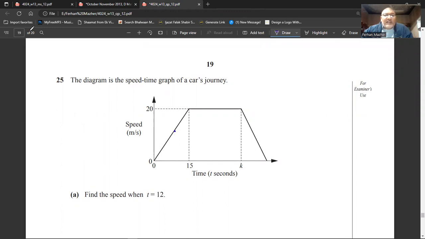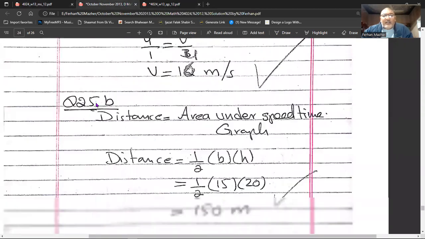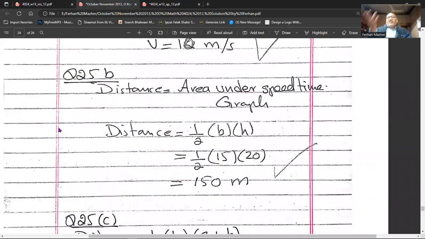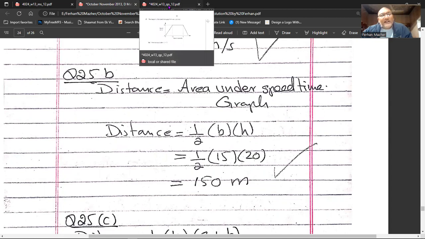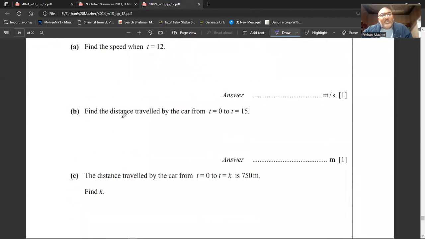It's the shape of a triangle, so the area will be 1 by 2 into the base into the height. So 1 by 2 into 15 into 20, that will be equal to 150 meter. So 150 meter is the right answer, and I hope you understand. Area under the speed time graph is equal to the distance traveled. Hopefully you understand.